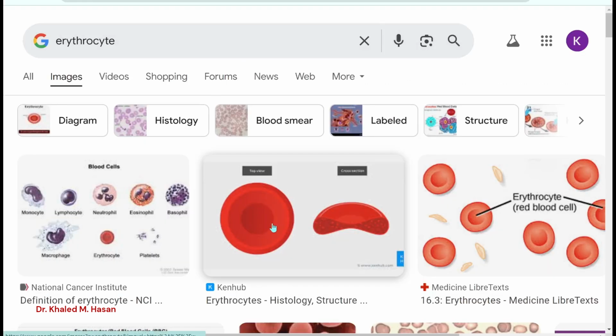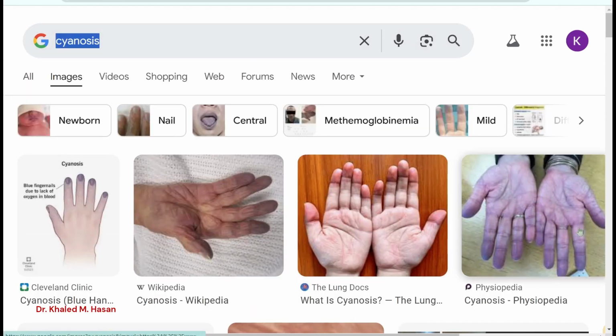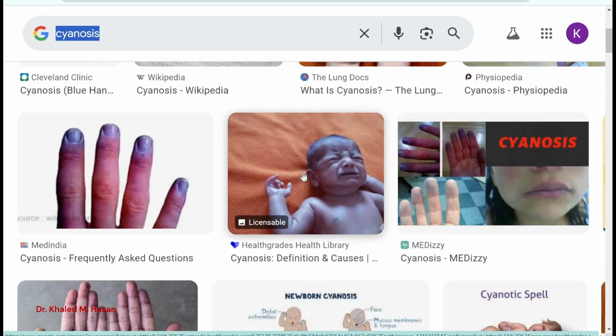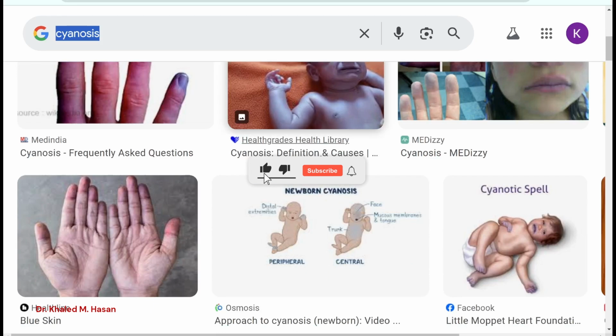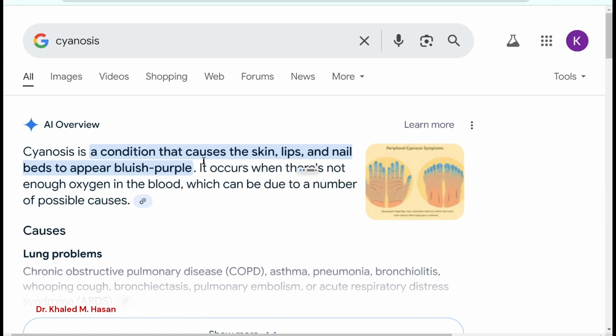Okay, erythrocyte refers to the red blood cells. Cyanosis: you can see here a bluish discoloration of the skin. This is a case where the baby suffers from tetralogy of Fallot. If you click on it, they give you the condition here: a condition that causes skin, lips, or nail beds to appear bluish purple.